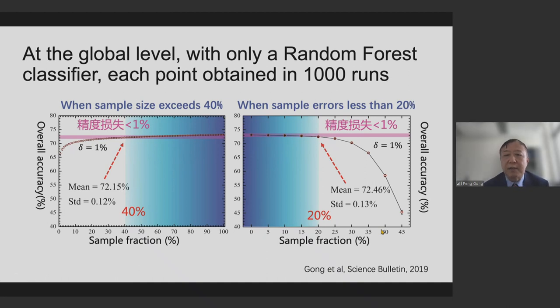So this is basically the piece of work we tried to study, with one single classifier and a global land cover sample set, and we are able to achieve some insight. That means we don't really care so much. If our samples are wrong by 20%, we may still be able to get relatively reasonable classification accuracy.